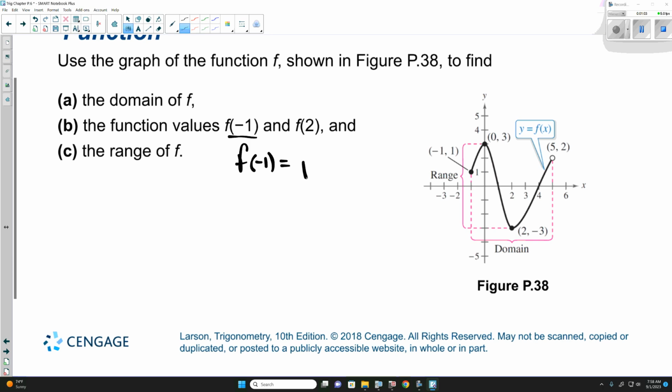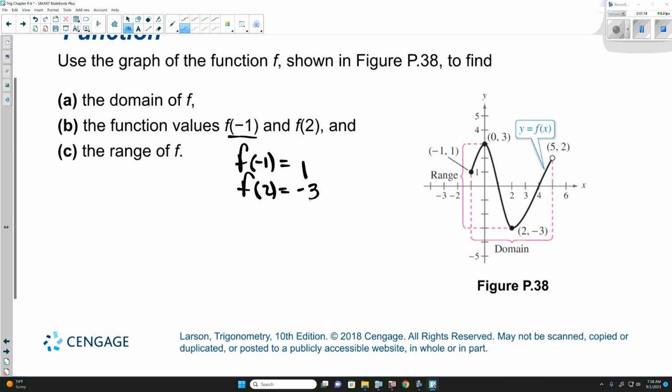We say f of -1 is 1. We could also do the same thing with f of 2. So we look and see when x is 2, well, the y value is -3. And that's it. I mean, there's not a whole lot to it.